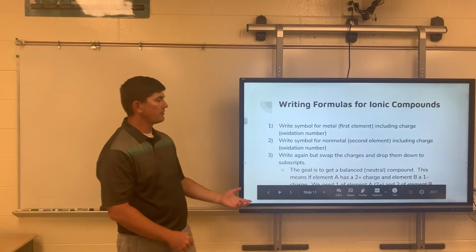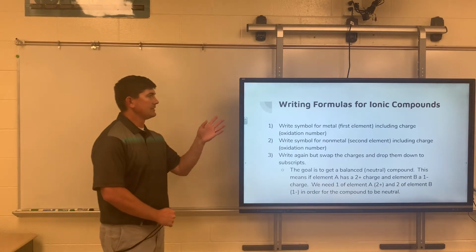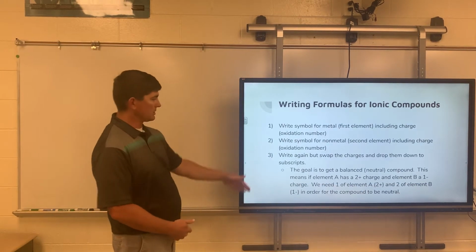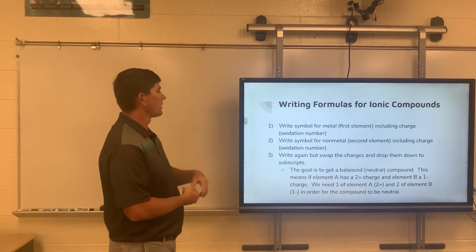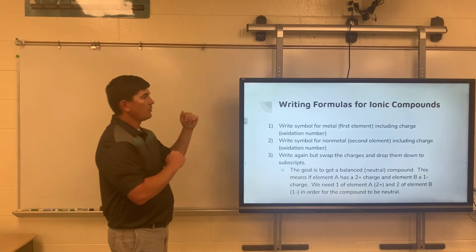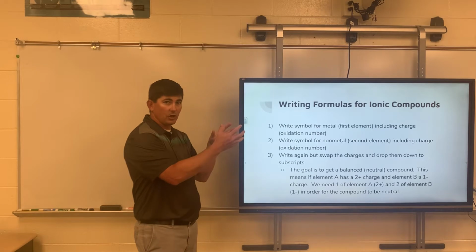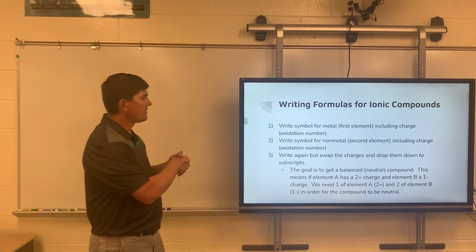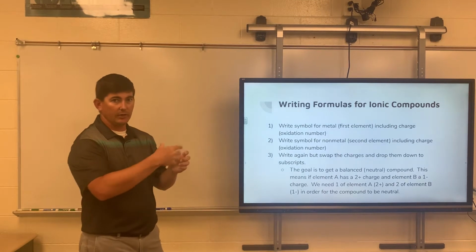When it comes to writing the formula, it is not any harder, but it looks like there's a lot more steps to it. Okay, but it's not bad. Trust me. So when we write, the first thing we do, we have the name, right? We will write the symbol for the metal, the first element, including its charge, its oxidation number, and then we will write the symbol for the nonmetal, which is the second element, including its charge.